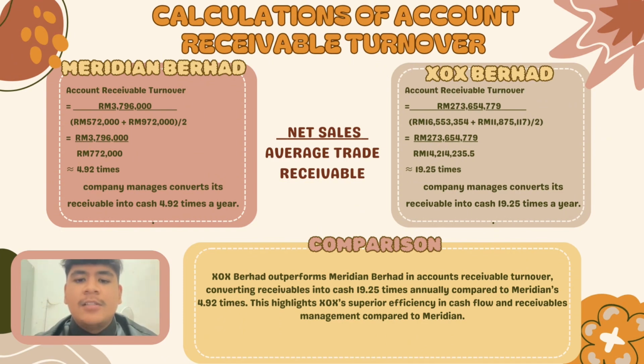In the comparison of receivable turnover, SOX Berhad outperformed Meridian Berhad in account receivable turnover. Converting receivable into cash 19.25 times annually compares to Meridian Berhad's 4.92 times. This highlights SOX's superior efficiency in cash flow and receivable management compared to Meridian Berhad.